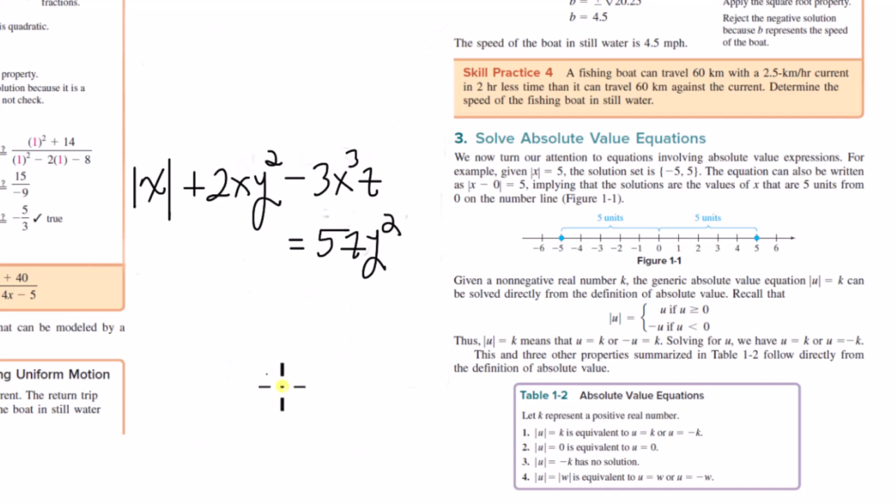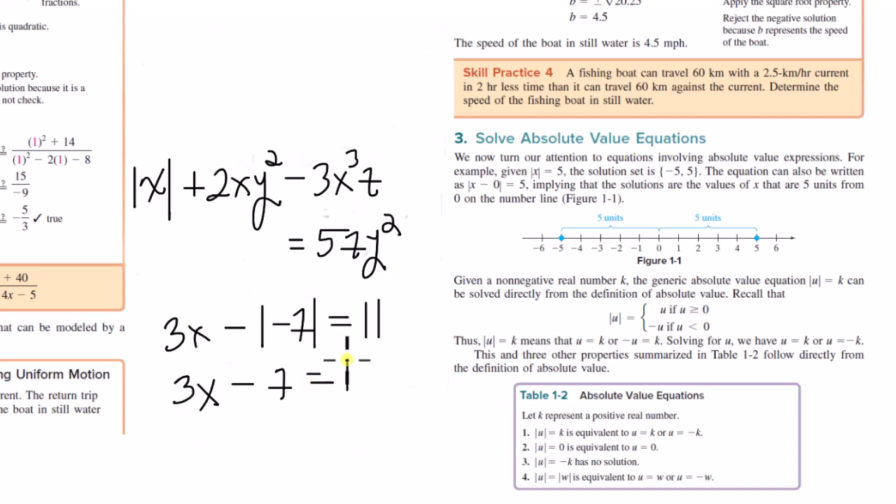But if you had something like this, well, no, there's no variable inside of this absolute value, so you don't call this an absolute value equation, because you could just simplify the absolute value of minus 7, and it easily turns into, in this case, a linear equation. So no, you need to have a variable inside of an absolute value.